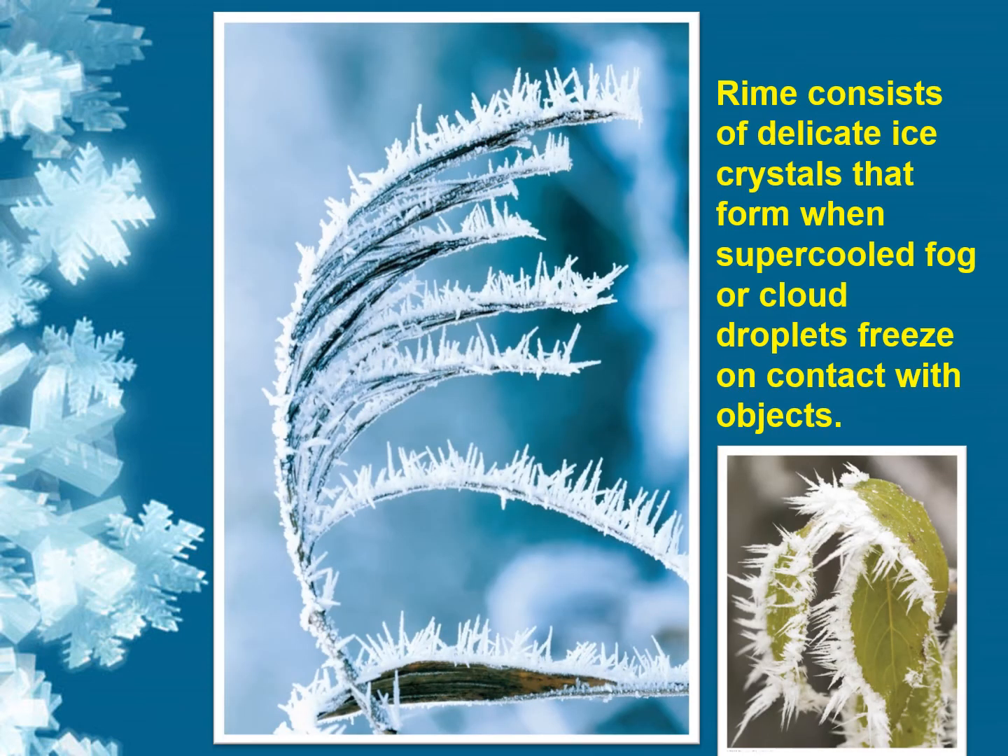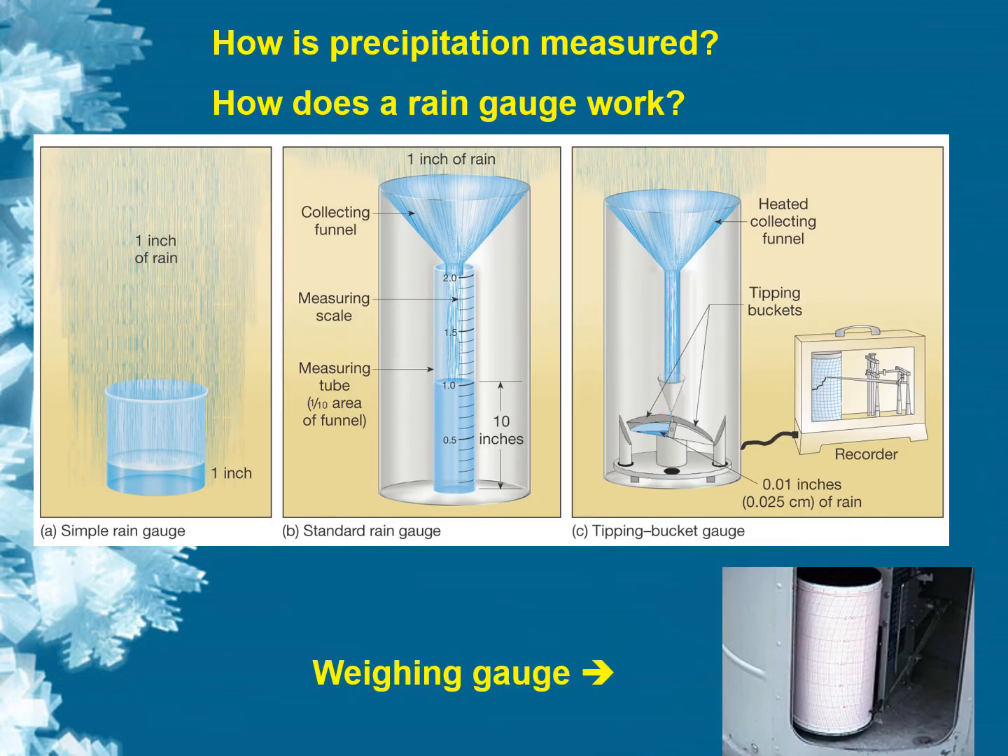So this is rime. This is something I've never seen in person. So again, this is from supercooled fog or supercooled cloud droplets at the ground surface freezing on contact with objects. And it looks like little needles, ice crystals.